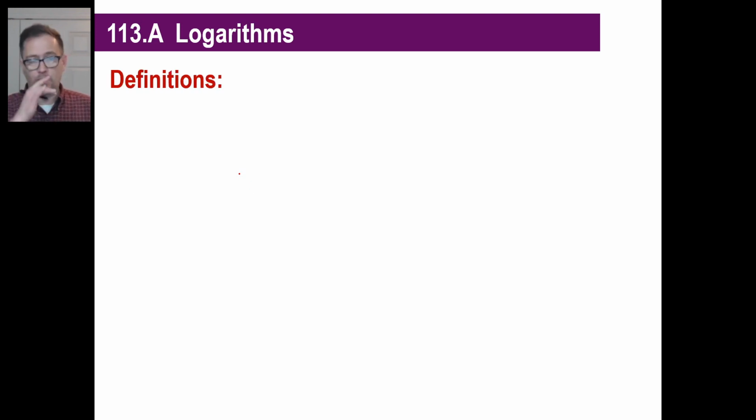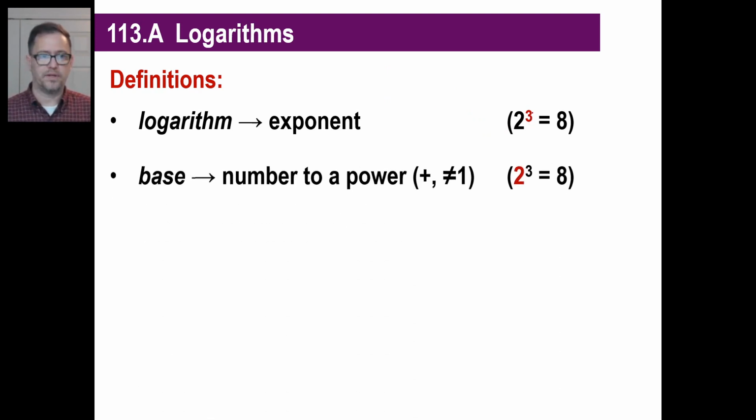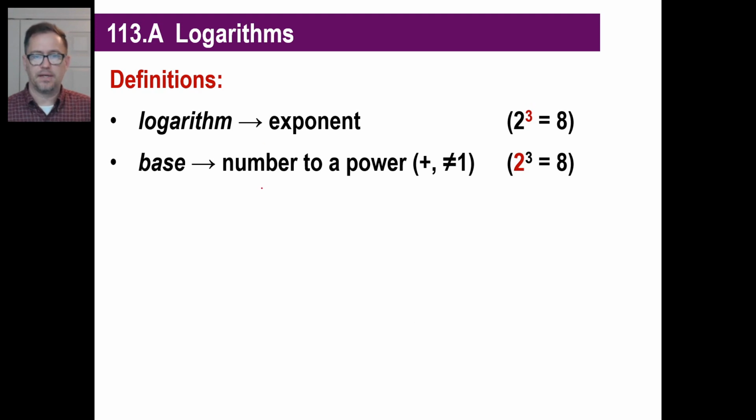But let's look at these. I would write these down if I were you, so you can have them in your notes. A logarithm is basically an exponent. In other words, we have something like this: 2 to the third power is 8, which is true. We know that one. The base is the number being raised to a power. It's going to be a positive number, and it will not be 1, because 1 to any power is still 1, so we don't mess with that very much. The 2 is the base.